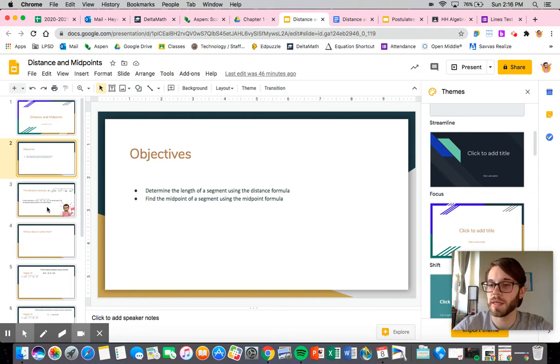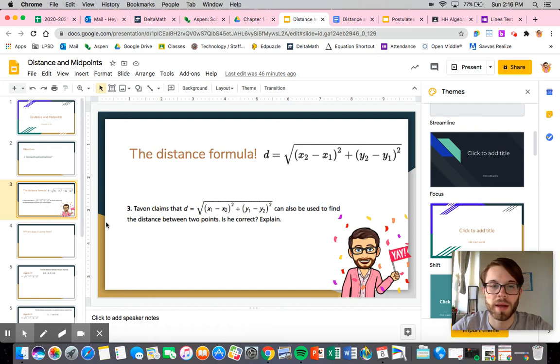All right, so again, we're dealing exclusively in this case with segments because segments have a defined length. As a reminder, lines go on forever, so therefore we can't really find the length of an infinitely long object. Similarly, we can't find the midpoint of something that goes on forever because it goes on forever in both directions. All right, so what is the distance formula itself?